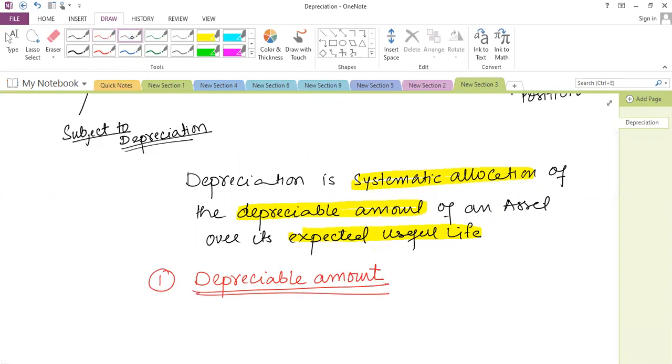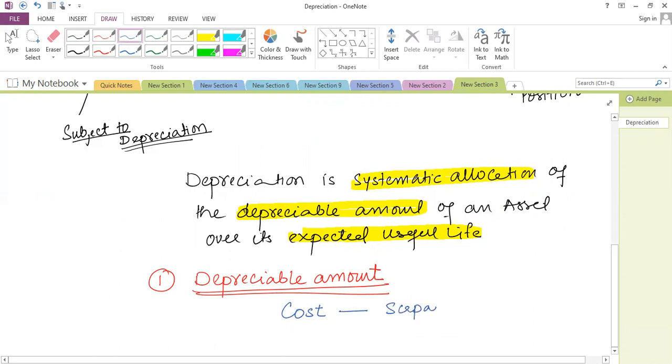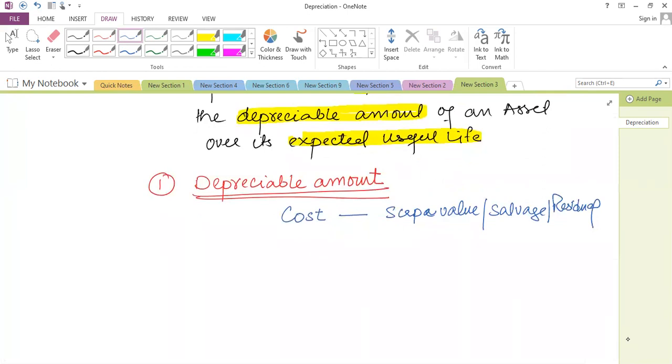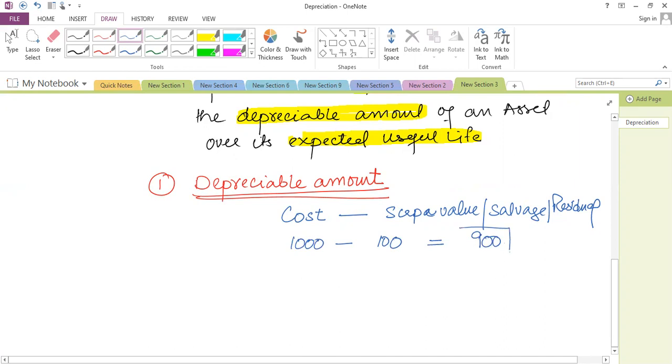So what is the depreciable amount? The depreciable amount is the original cost of the asset minus the scrap value, or the salvage value, or the residual value. If there is any salvage value, deduct it from the cost and you will get the depreciable amount. For example, if my asset cost is 1000 and 100 is the scrap value, then this 900 is subject to depreciation, not 1000.